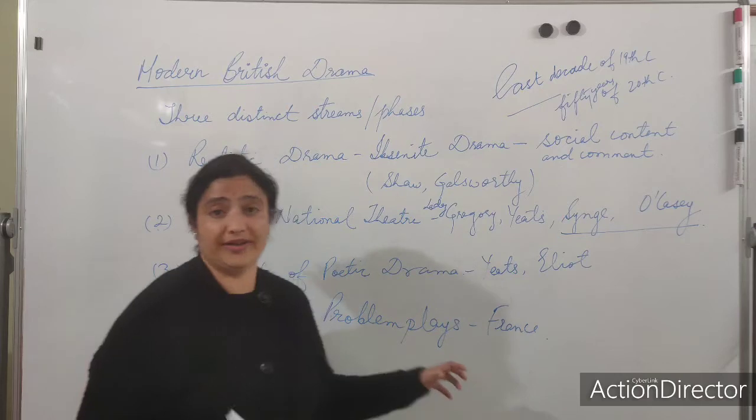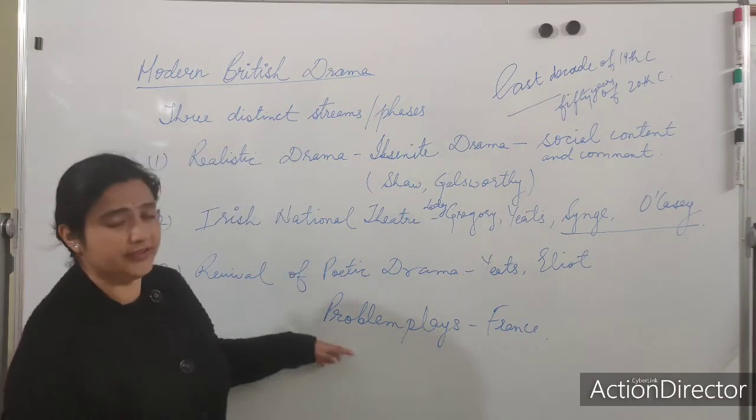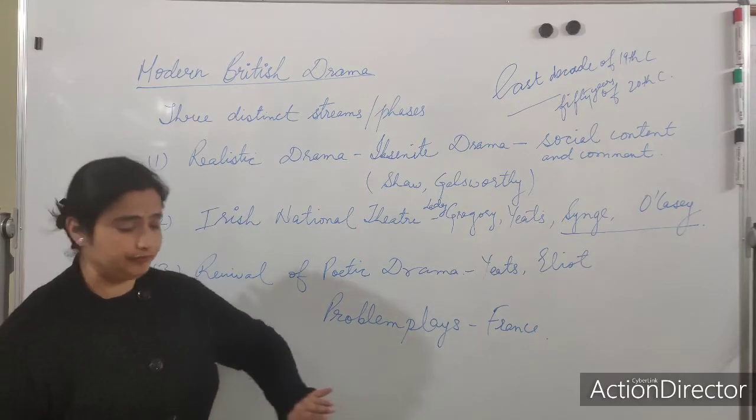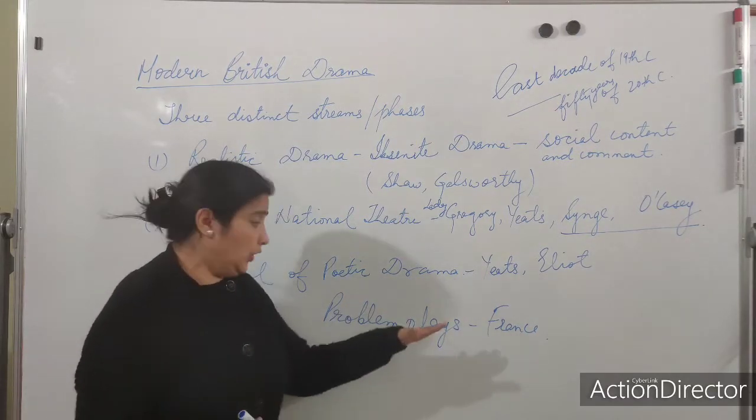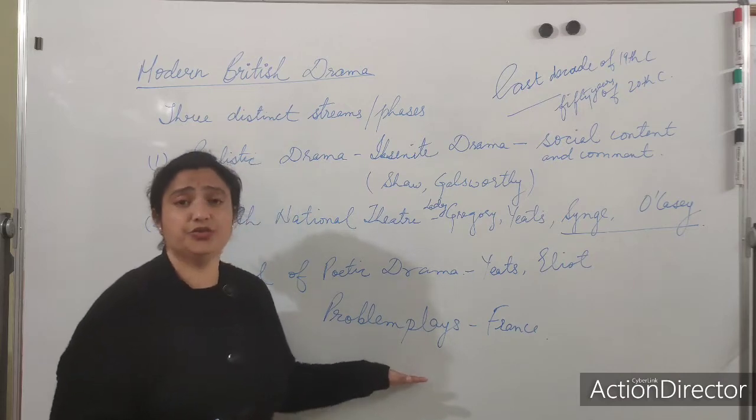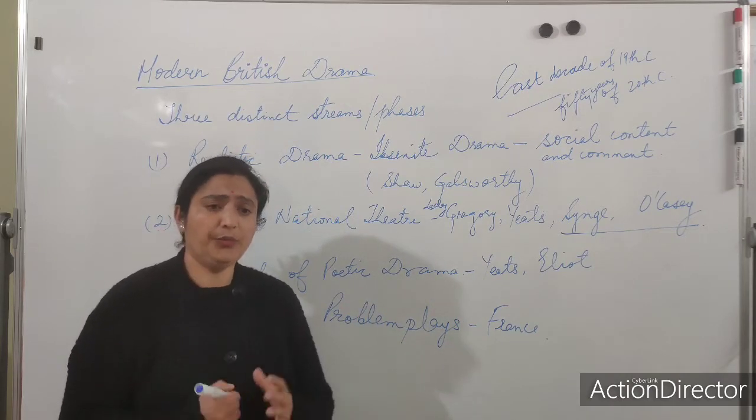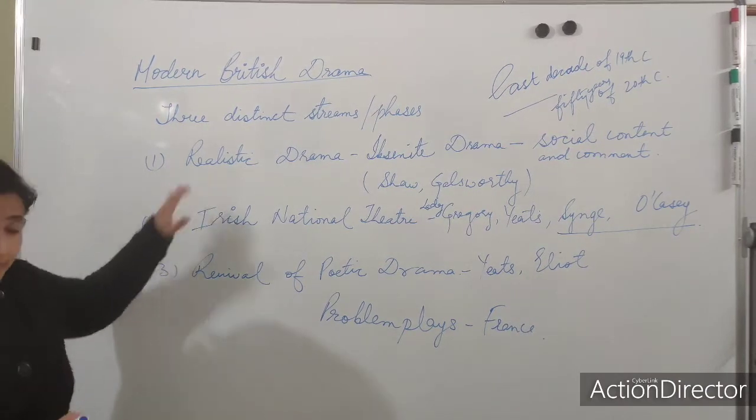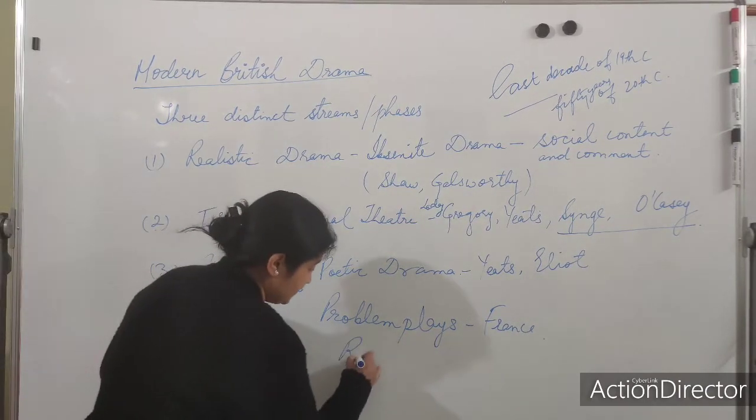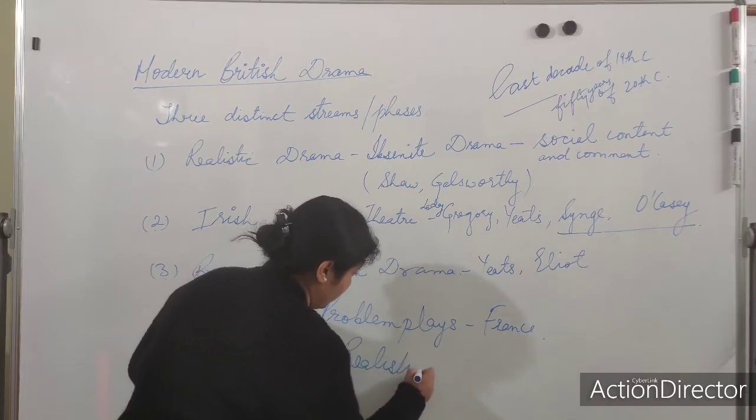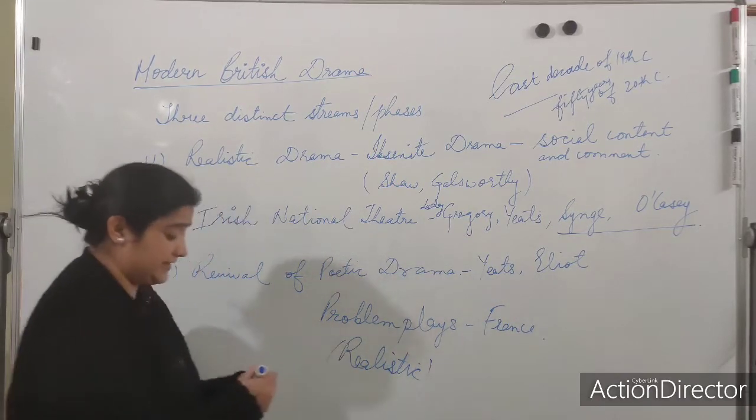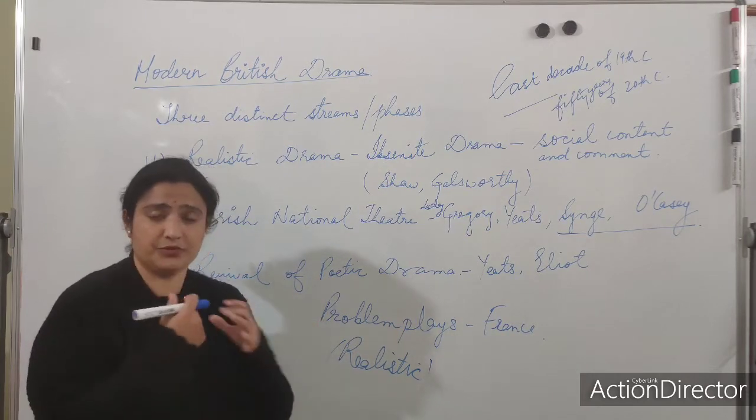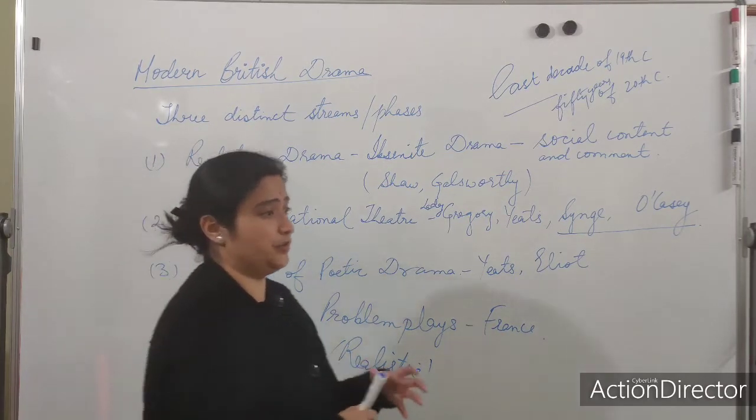As far as the English writers are concerned, Shaw was one great playwright who wrote problem plays. Now, what are problem plays? Again, they are realistic plays. It is realistic drama. And what does this realistic play deal with? It deals with the problems of the society, what society is going through.